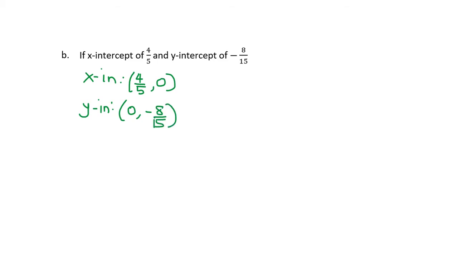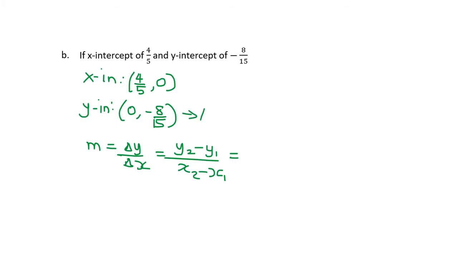So what we have here is that to find our slope, which is m, we need to find our change in y over change in x, and in here our change in y is y2 minus y1 over x2 minus x1. In here, for our point 2 we're going to pick this, and for point 1 we're going to pick this.